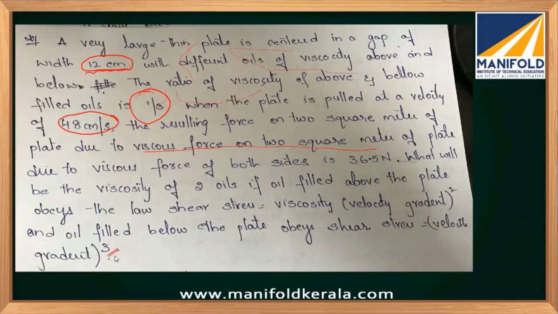A very large thin plate centered in a gap of width of 12 centimeter with different oils of viscosity above and below. There are two plates which are filled with viscosities above and below. The ratio of viscosity of above and below filled oils is 1/3 when the plate is pulled at a velocity of 48 centimeter per second.